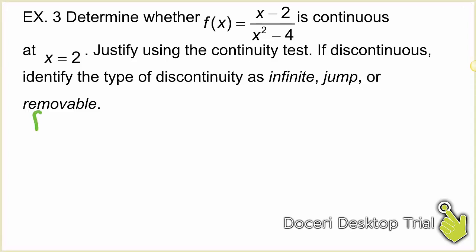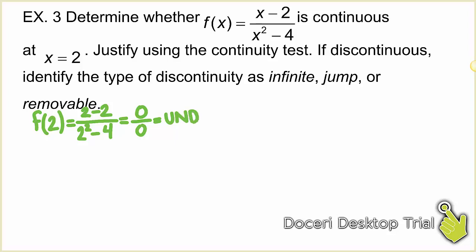So I want to see at f of 2 what's going on. So if I plug in 2, then 2 minus 2 over 2 squared minus 4. Well, I know 2 minus 2 is 0, and I know 2 squared is 4, minus 4 is another 0. So again, we can't divide by 0. This is undefined again. So that tells me something's going on here. Something's not right.